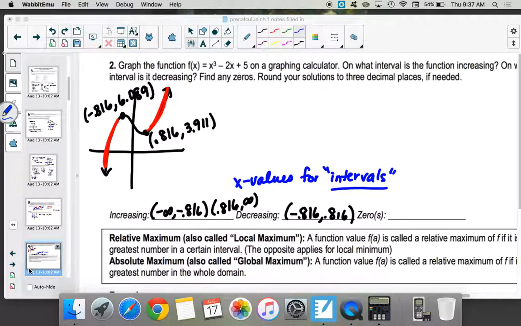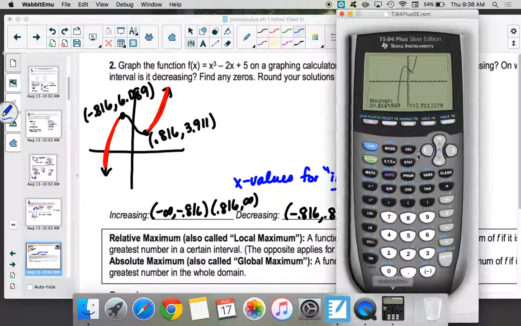Okay, and then the last thing it asks for is the 0 or zeros. So how many times did this cross the axis? It crossed once. So we're going to go back to our calculator and we're going to do second trace again. What button do we think we're going to hit now? Yeah, number 2, which is 0. We're going to find the 0.